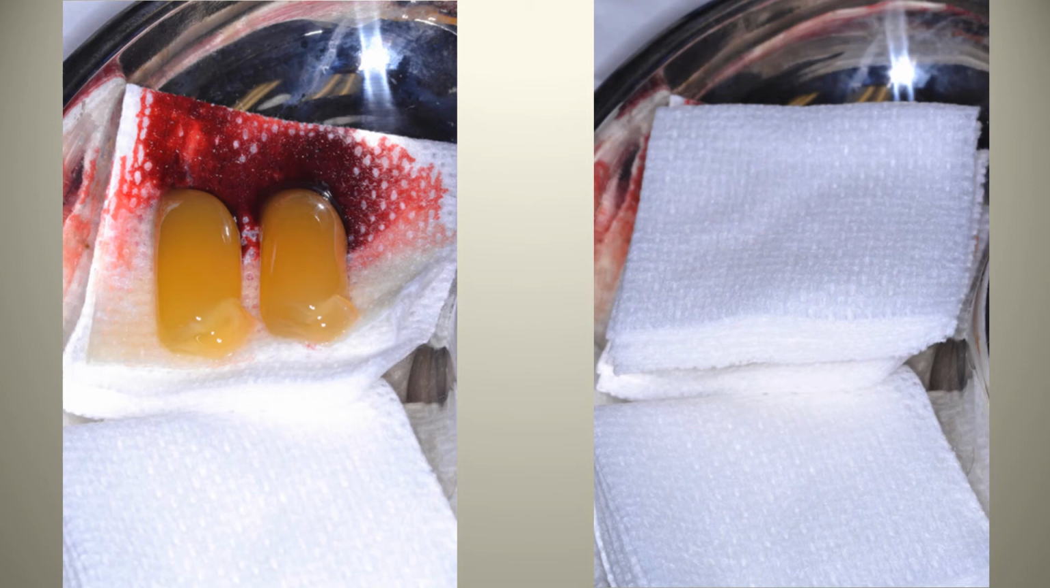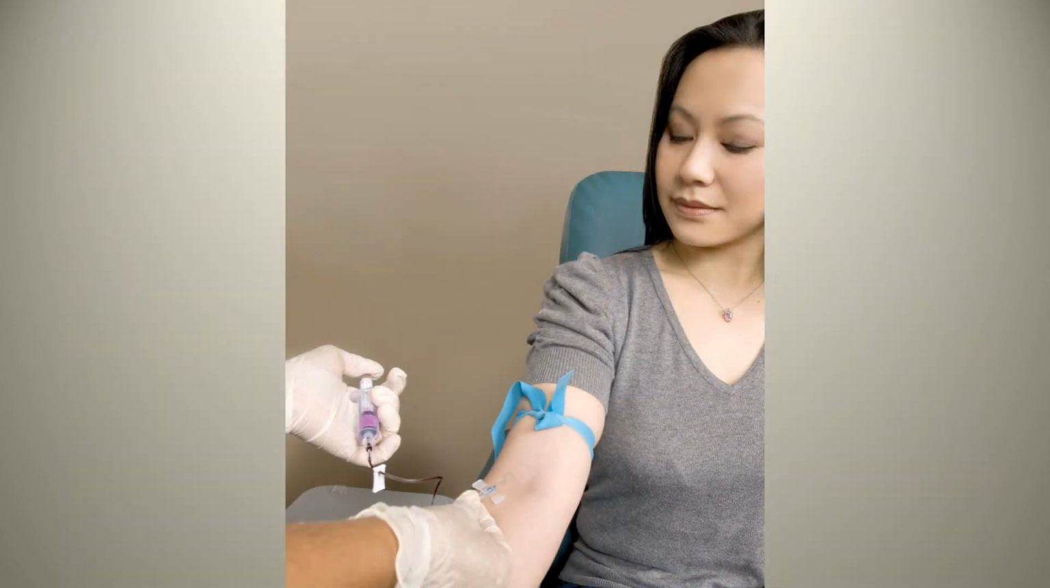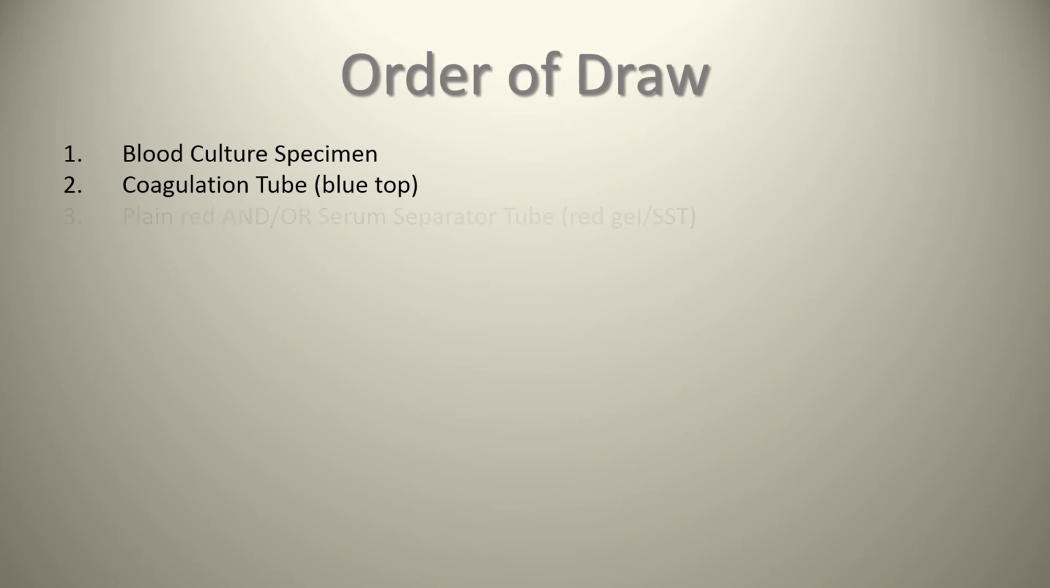So the order of the draw. If you're going to draw blood for patients for multiple purposes, usually the way it goes is like this. Number one, you'll draw a blood culture specimen. Then you will take your coagulation tube, the blue top. Then number three is the plain red and or serum separator tube. Then your heparin tube. Then the plain sodium heparin.